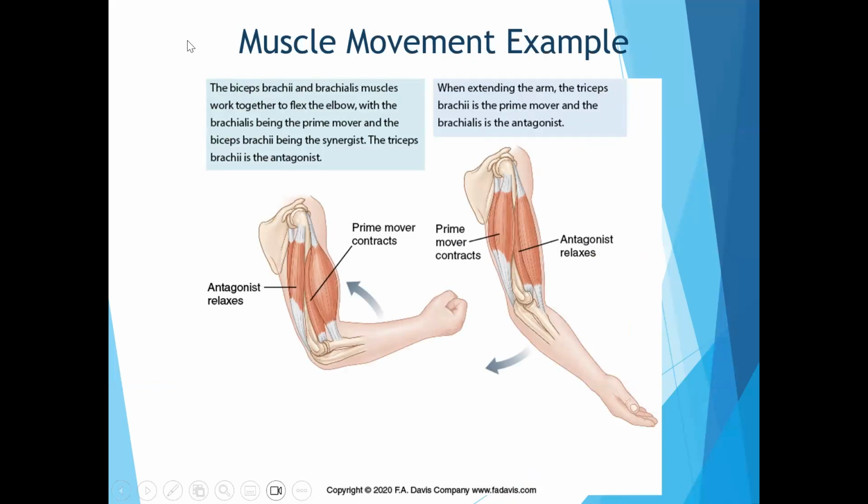Okay, here's an example that talks through the prime mover. It uses your elbow again. When your elbow flexes, or when you bend your elbow up, your biceps brachii is your prime mover. This pulls the forearm up. Your tricep straightens your elbow out, so it relaxes. That's known as your antagonist. When we go to straighten the elbow out, the roles reverse. Your tricep becomes your prime mover in straightening the elbow out, and your biceps, which bends your elbow, is now the antagonist, so it relaxes.